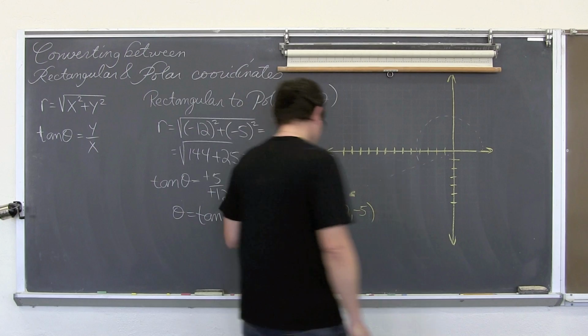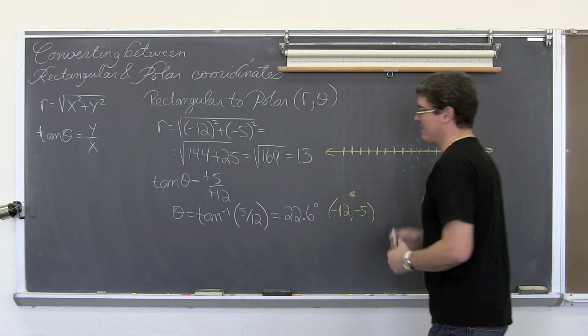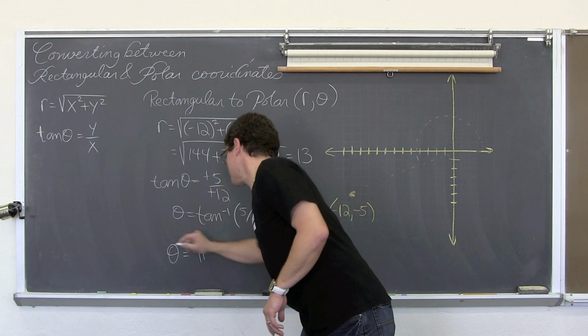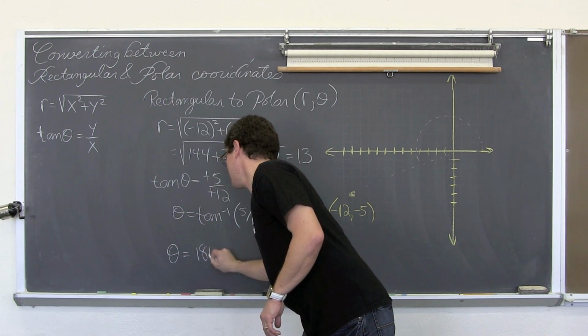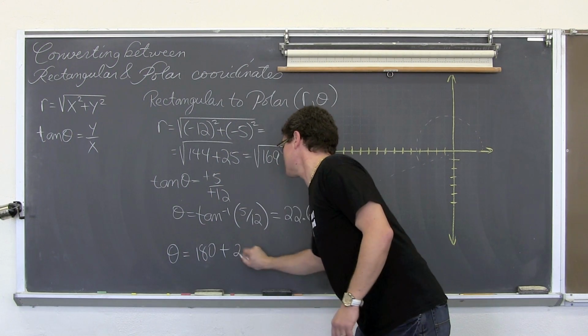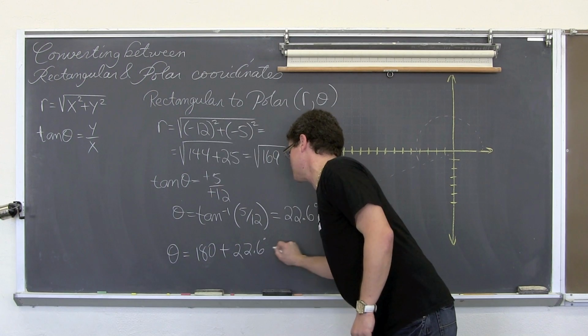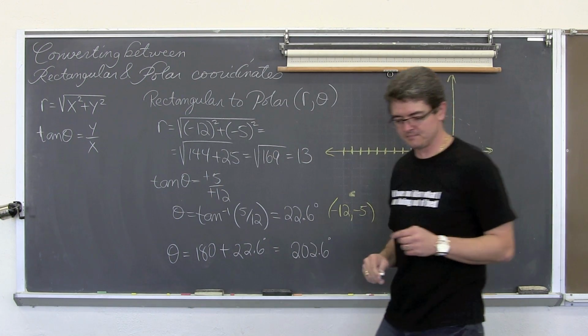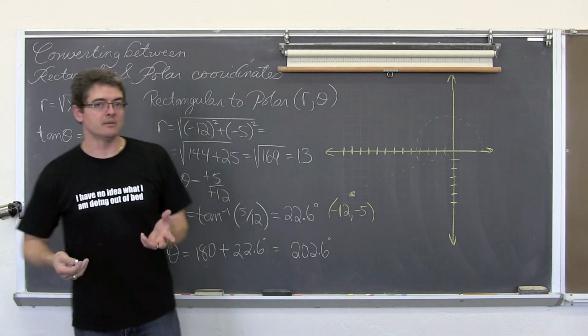So the actual theta that we need is going to be, not radians, 180 degrees plus 22.6 degrees, or 202.6 degrees. If you were in radians, you'd be adding to pi.